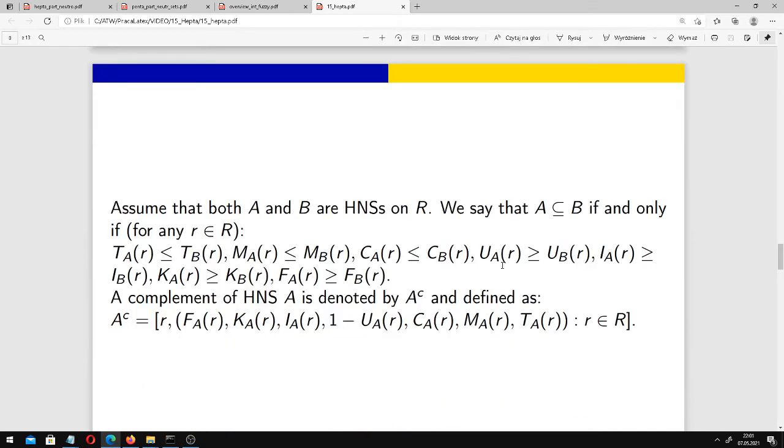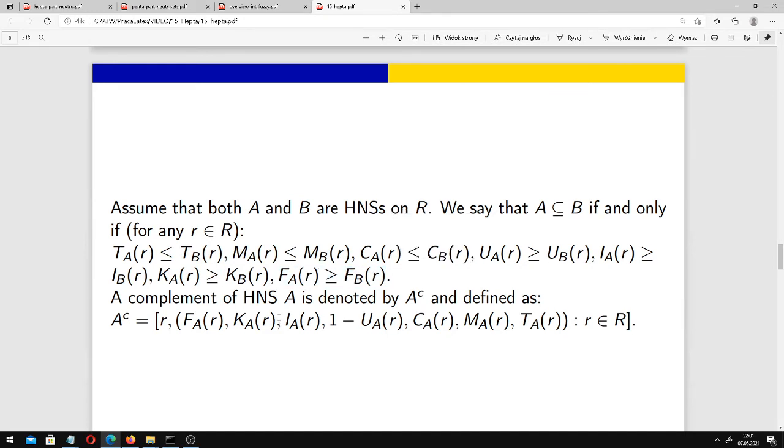Now assume that both A and B are heptapartitioned sets on R. We say that A is contained in B if and only if, for any r, absolute truth of A is not bigger than absolute truth of B. The same with M and C. And here we have inverted situation. Unknown of A is greater or equal to unknown of B, I of A is greater or equal than I of B, K of A is greater or equal than K of B, and the same with absolute falsity.